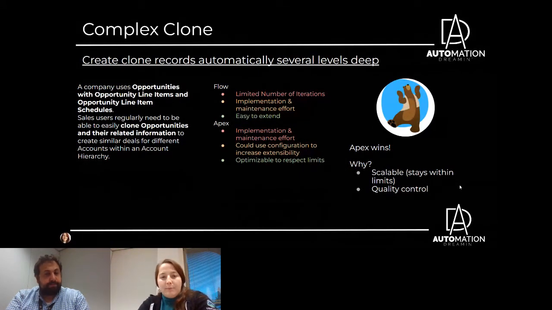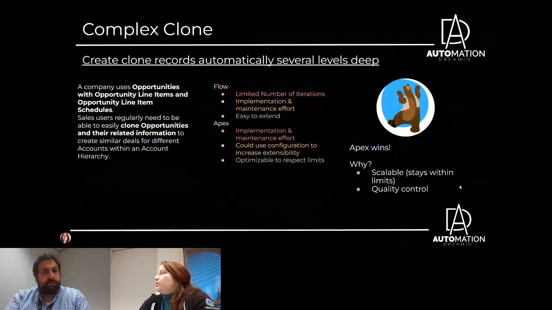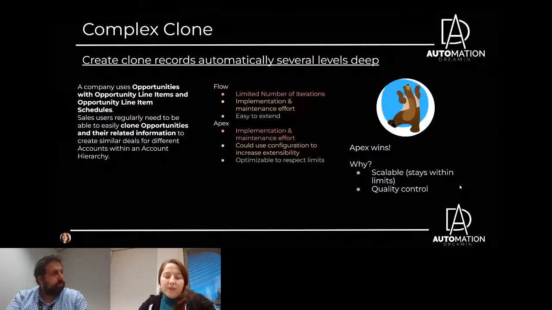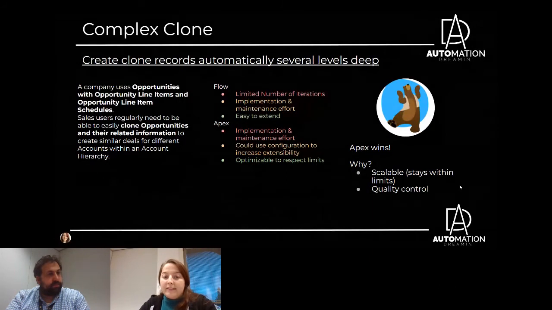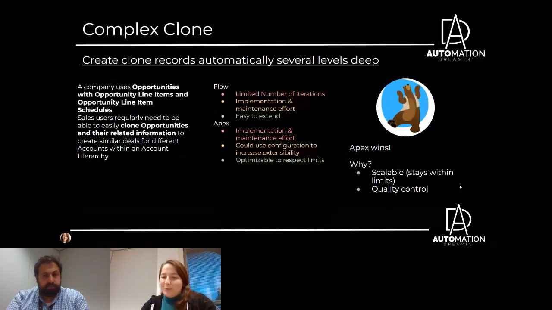But then if we look at Apex, of course, yeah, we know it's going to be a bit more implementation and maintenance effort for sure. Again, as you mentioned, we could use configurability or configurations to actually make it a bit easier on the maintenance, custom metadata types as an example. But what is our very big benefit for this particular use case of Apex here is that we can really optimize it to respect those limits. And that is why for us, Apex wins this one.